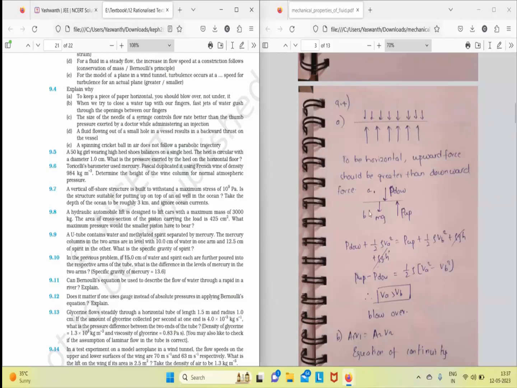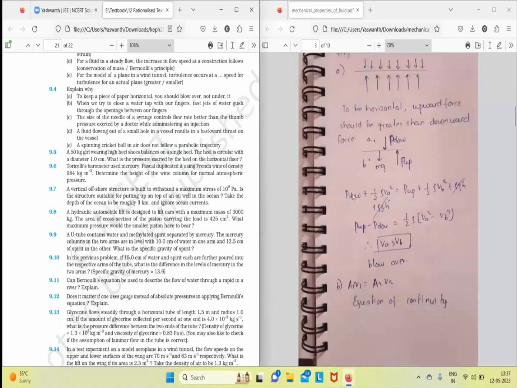So let's apply Bernoulli's equation between points A and B. P down, which is the pressure at point A, plus half rho vA square, where vA is the speed of the fluid or the speed of the air at point A, plus rho g h equals the pressure at point B, P up, plus half rho vB square, where vB means the speed of the fluid at point B, plus rho g h.